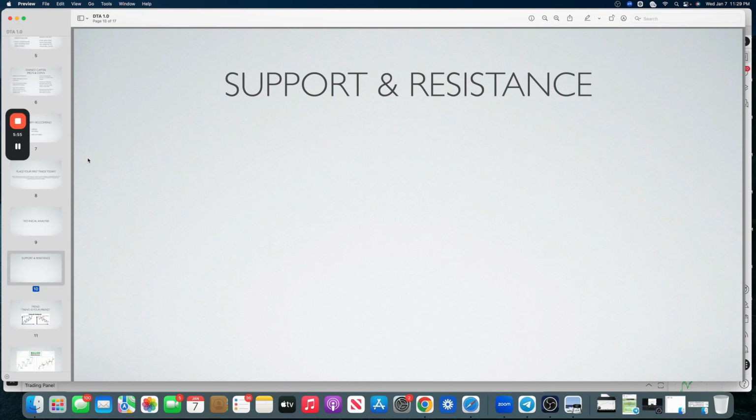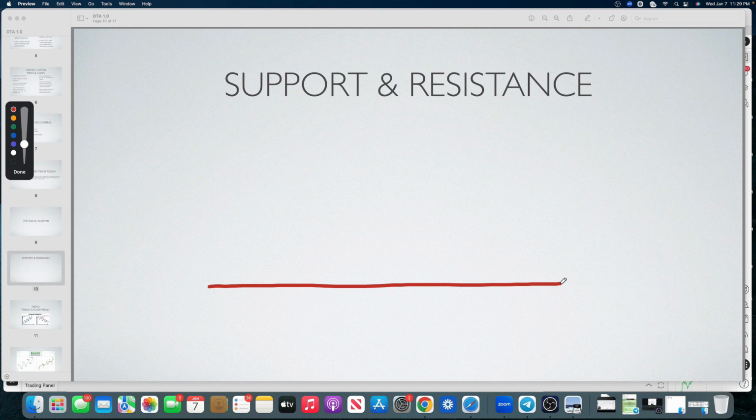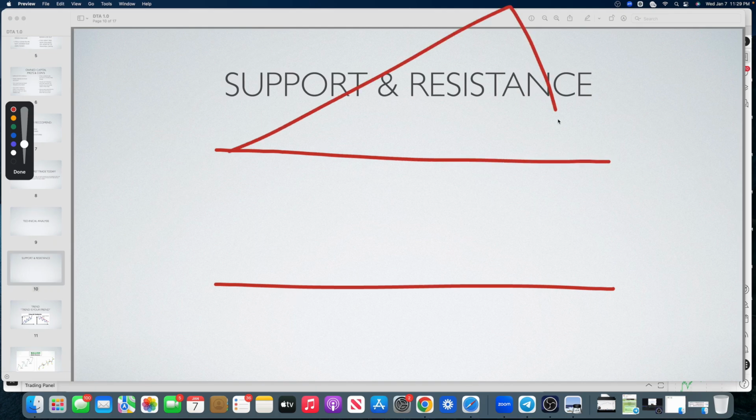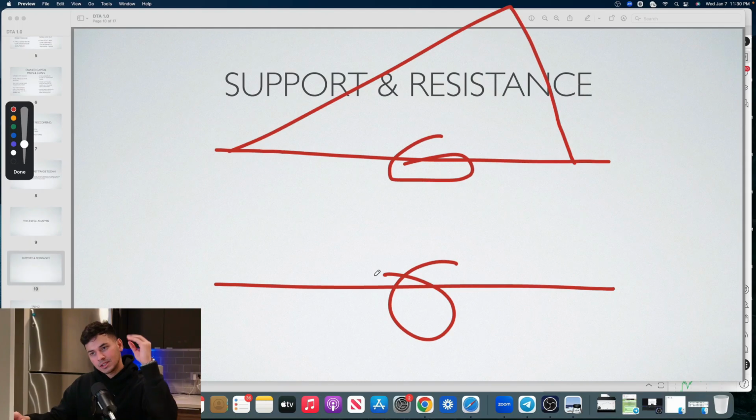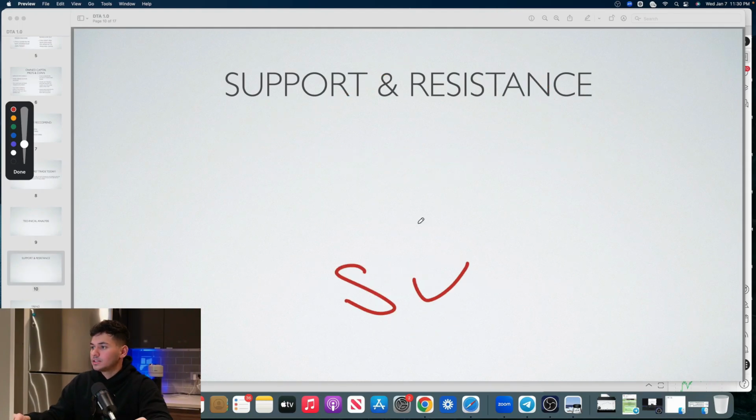The first thing that we need to know about technical analysis is support and resistance. You cannot trade if you don't understand the fundamentals, the base and basics. These are literally the basics of trading: support and resistance. Support and resistance is very simple. First things first, think about support as the bottom of a house, the floor of a house, and resistance as the roof of a house. So let's say this is a house, so we have the floor and then we have the ceiling. This is support and this is resistance.